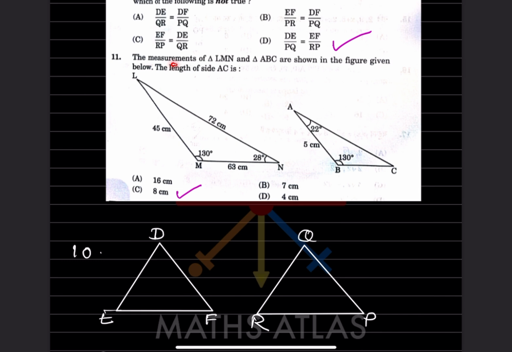The next one: the measurements of triangle LMN and ABC are shown in the figure given below, and the length of side AC.